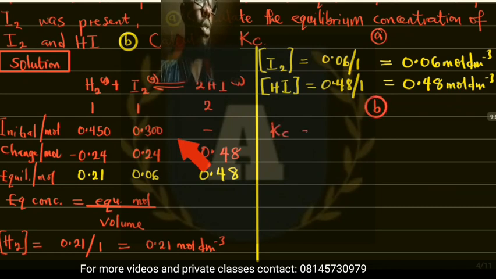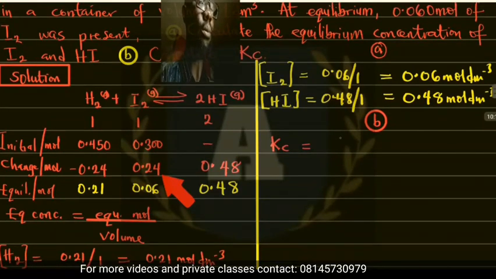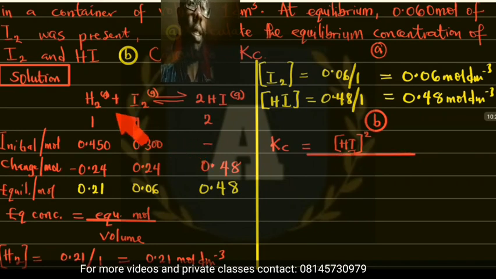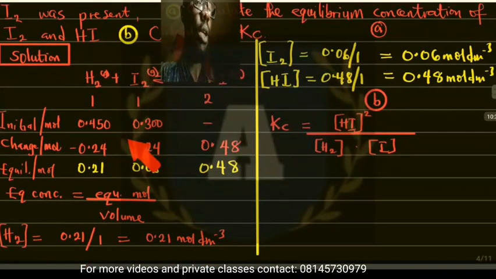So how do we do that? To calculate the equilibrium constant, that will be the equilibrium concentration of the right hand side divided by the concentration of the species on the left hand side. So for that we have HI to the power of 2 according to the law of mass action, then divided by the equilibrium concentration of hydrogen multiplied by the equilibrium concentration of iodine. So we have those values.